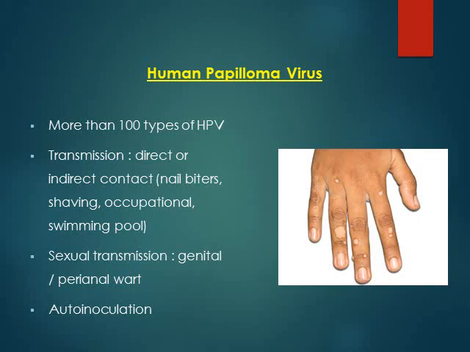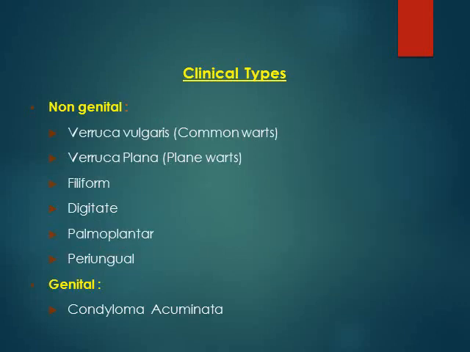The next common viral infection that we come across is human papillomavirus, that is warts, what we commonly call as warts. There are more than 100 types of human papillomavirus. How do they get transmitted? They get transmitted by direct contact. So direct or indirect contact can lead to someone getting these warts. The other mode of transmission is sexual transmission, which leads to genital or perianal warts.